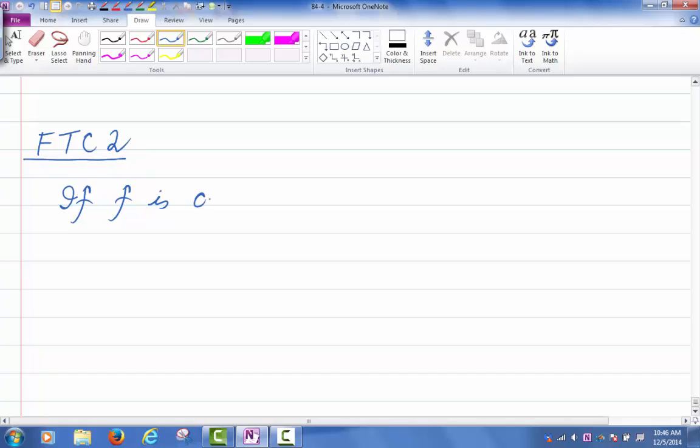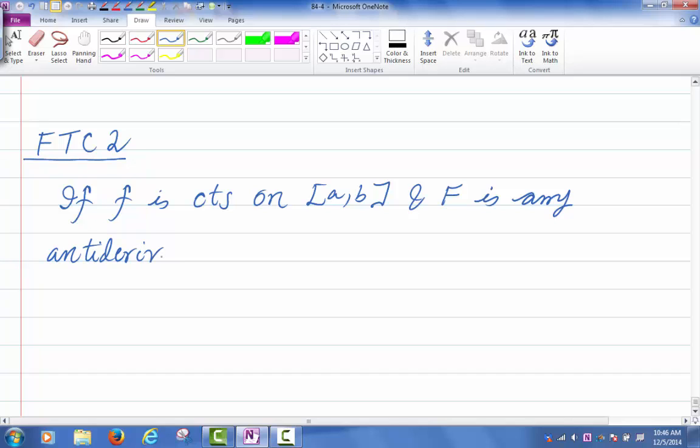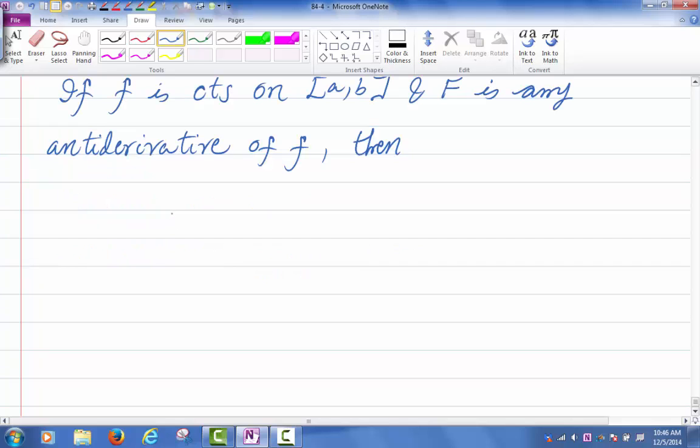f is continuous on the interval from a to b, and F is any antiderivative of lowercase f, then the integral from a to b of f of x dx is the same as F of b minus F of a.